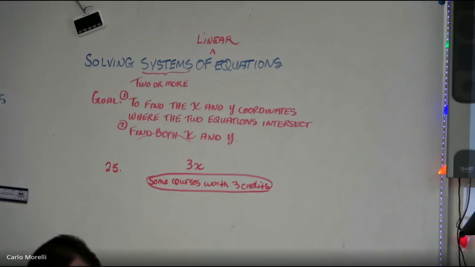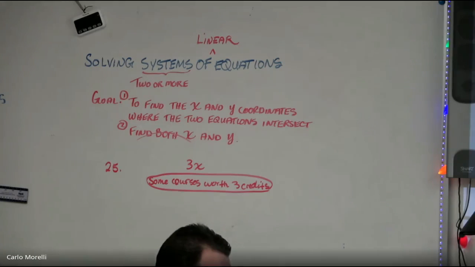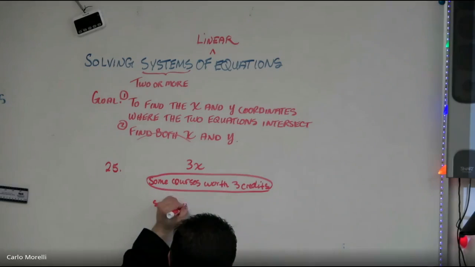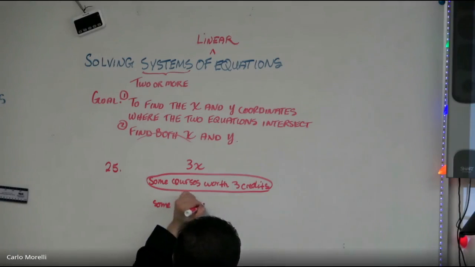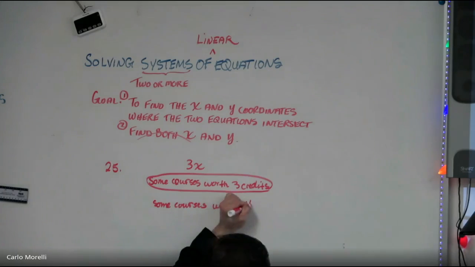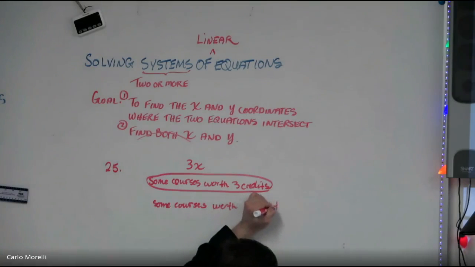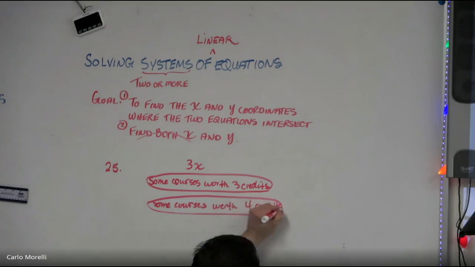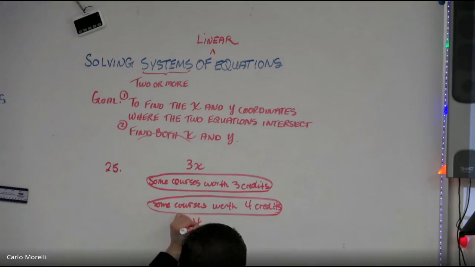Okay. And some courses worth 4 credits. So circle some courses worth 4 credits. These would be different courses, so we're going to use a different letter. What letter do you think we're going to use? Yep. Okay, circle that. Some courses worth 4 credits, and we're going to call this 4y.